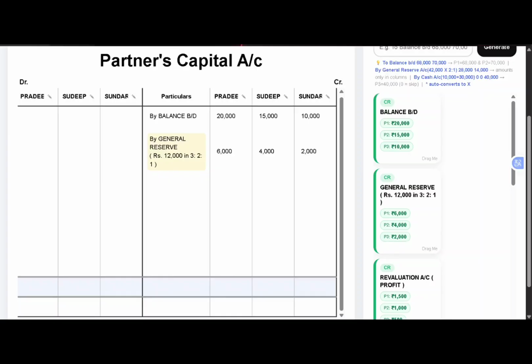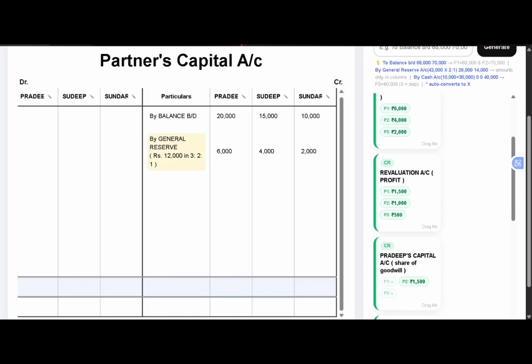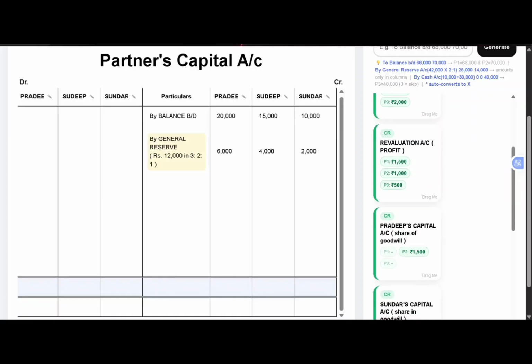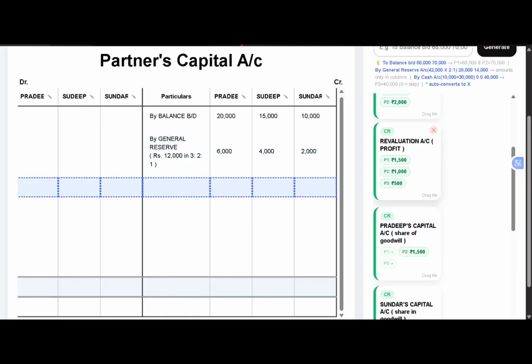Now next we have is the revaluation profit. So the partners have arrived at the revaluation profit. Again, this profit should be distributed to all the partners including the retiring partner. So profit will appear on the credit side of the partner's capital account by revaluation account. Profit 1,500 for Pradeep, 1,000 for Sudeep and 500 for Sundar.